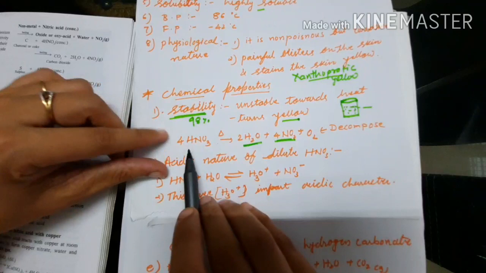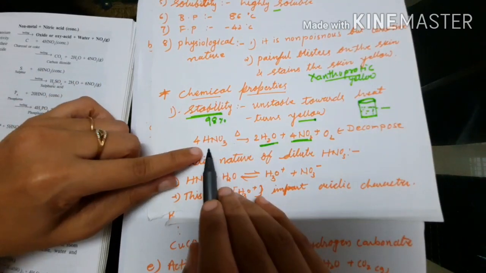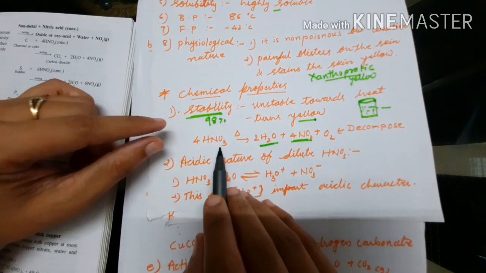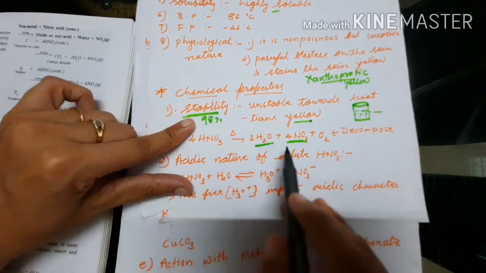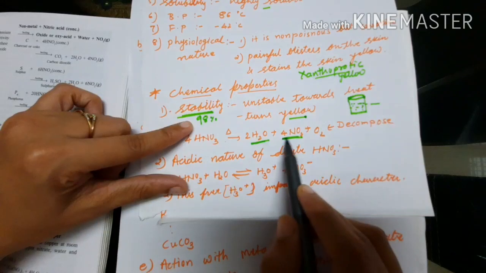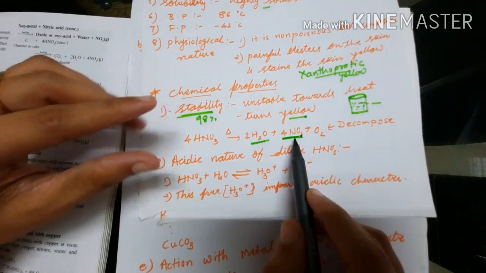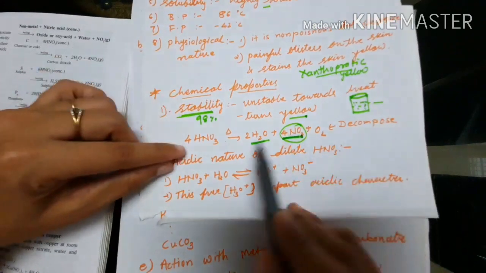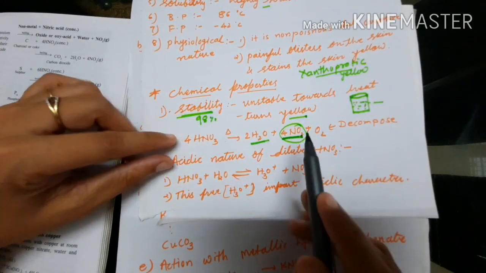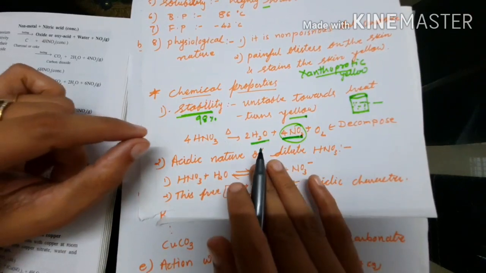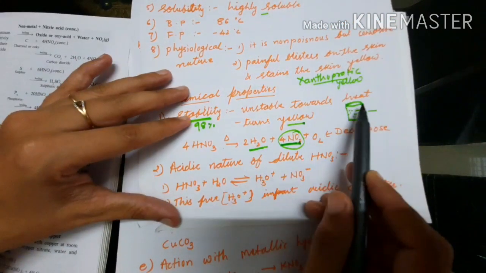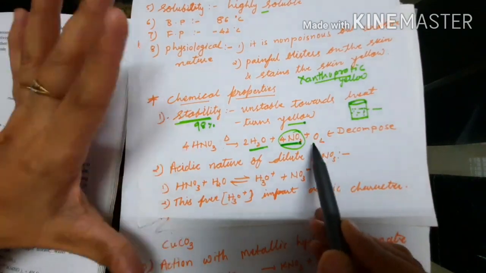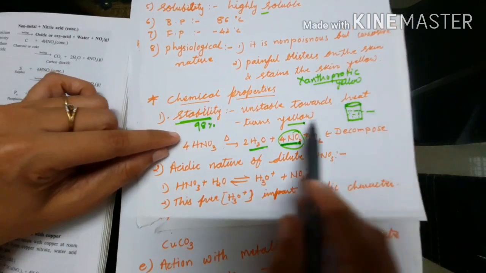So here the decomposition reaction: you can see that if we take a little amount of nitric acid, 1 ml or 2 ml, in a test tube and heat it, you will find that very dark brown colored fumes will come out, and that is nitrogen dioxide. So that is a decomposition reaction. And the same thing, if we give very little heat, then also it converts into the yellowish color. What reaction is happening? This reaction is happening. Okay, I hope you understand the stability, very important, student.